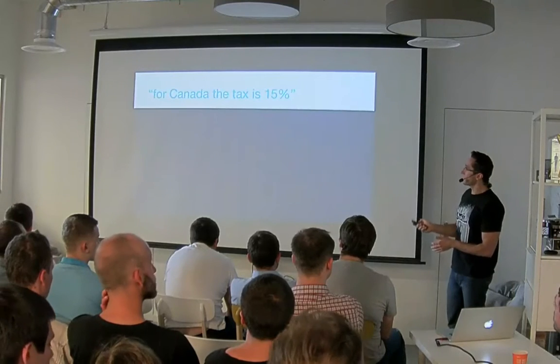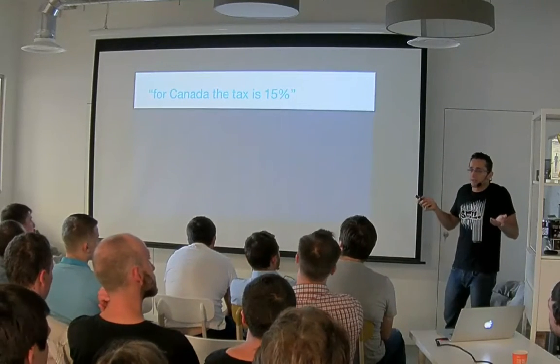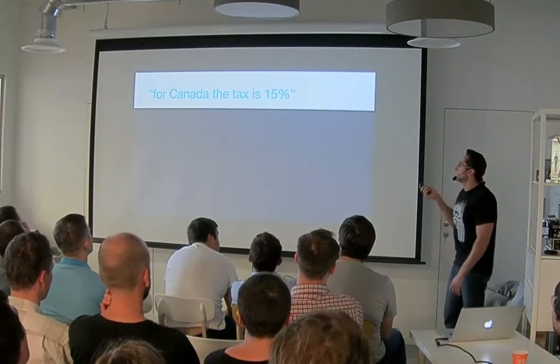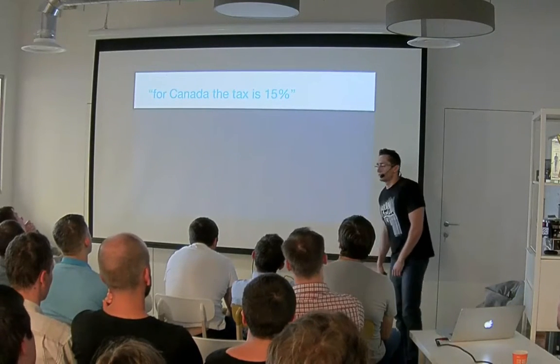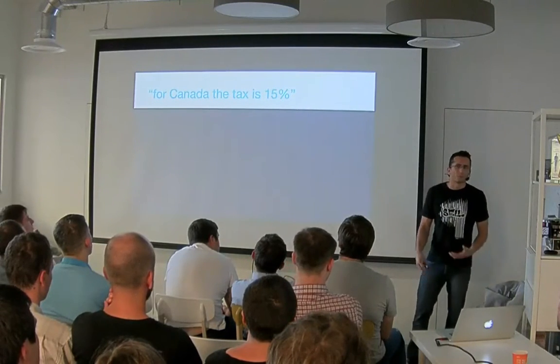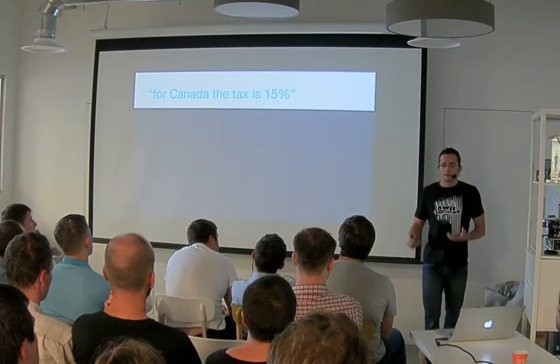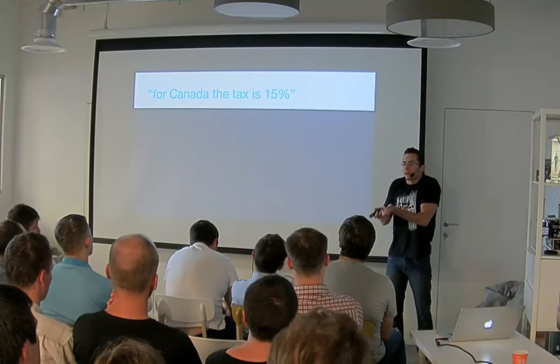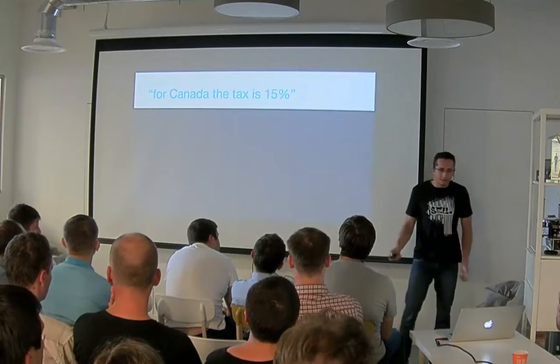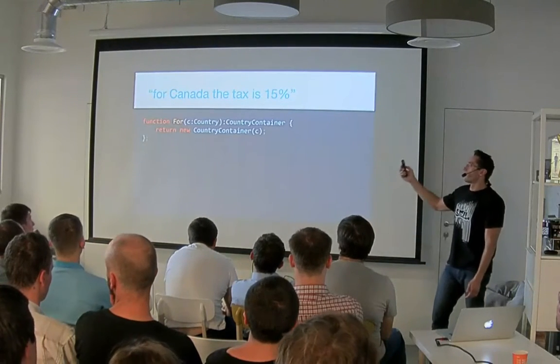So let's try and build our first line of DSL. This was the English requirement: for Canada, the tax is 50%. So how do we start? Well, every DSL needs an entry point, something to start the entire process. For us, it will be the for function.